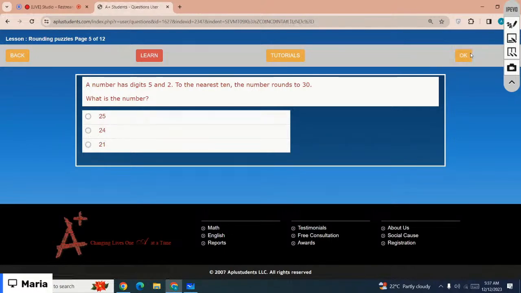The next one is a number has digits 5 and 2. To the nearest 10, the number rounds to 30. What is the number? Which is the correct option? 25 it is. The correct option is 25.